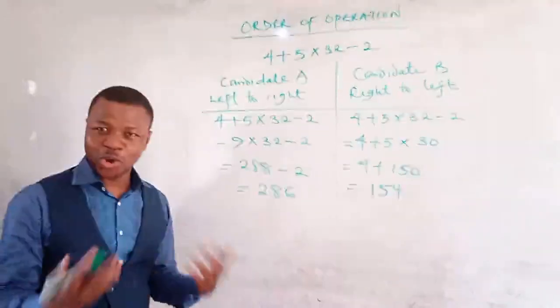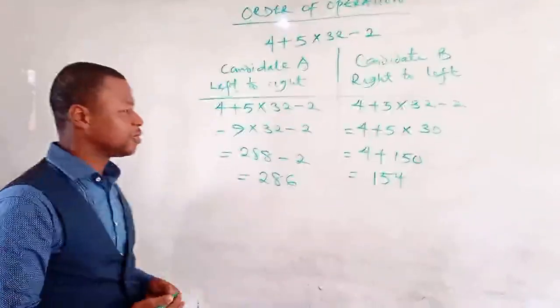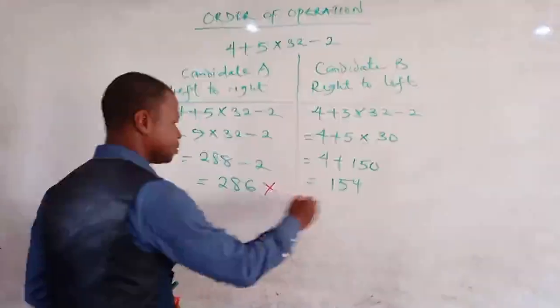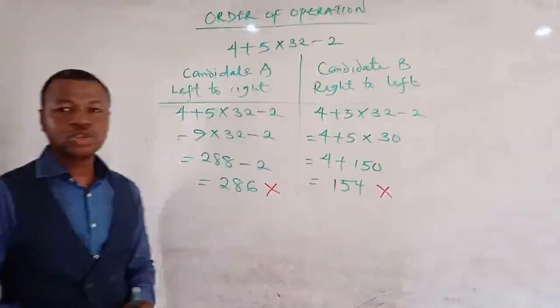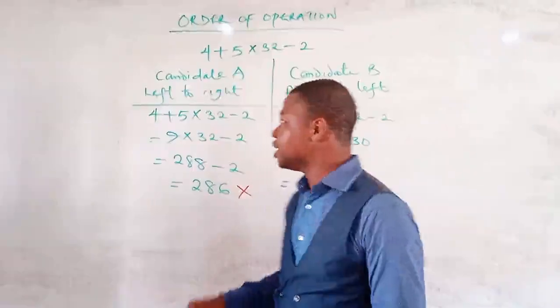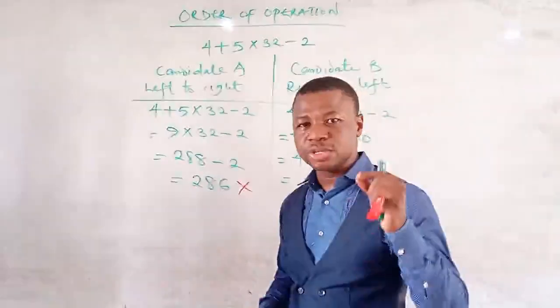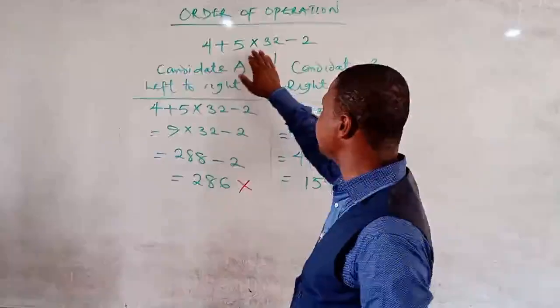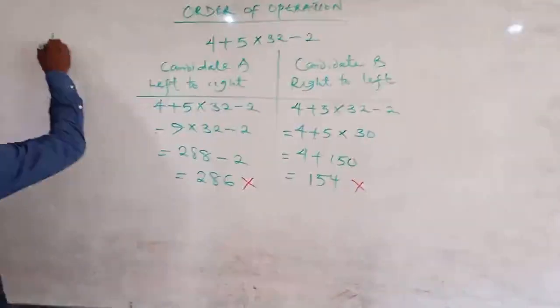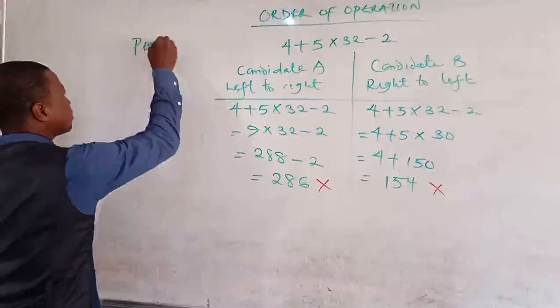So who is correct among these people? Actually, none of them is correct. And so, in order to reduce ambiguity and confusion in mathematics, there is a rule, a pattern that we must follow for us to arrive at the correct answer. And that rule is what we call PEMDAS.